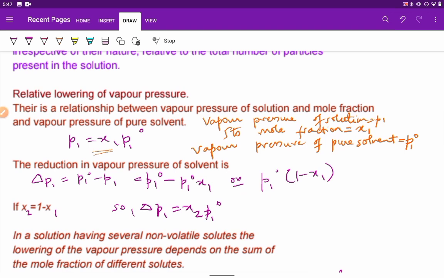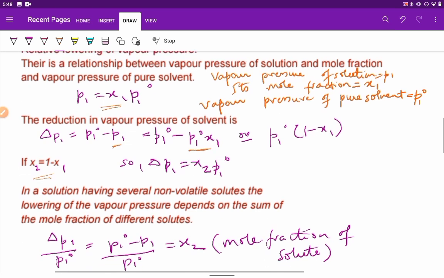But we know that P1 is equal to X1 into P1 naught. So here in place of P1 we put this value P1 naught X1. Taking P1 naught common, we get P1 naught into 1 minus X1. But 1 minus X1 is equal to X2. So delta P1 is equal to X2 into P1 naught. I am repeating again. Delta P1, reduction in vapor pressure of the solvent, is equal to X2 into P1 naught.